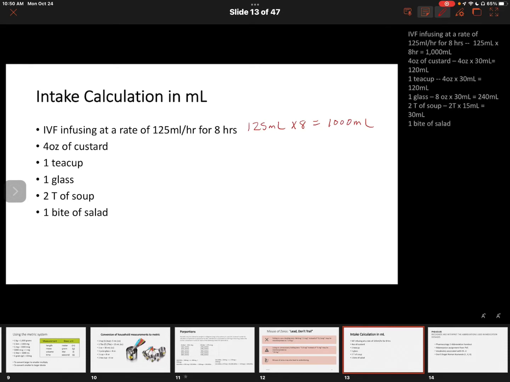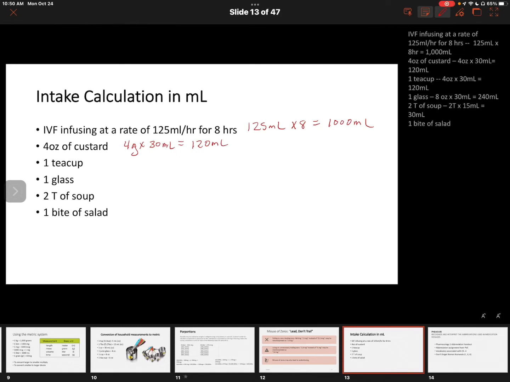4 ounces of custard. Custard will liquefy at room temperature, so I can count this as liquid. So I would take the 4 ounces and multiply it by 30 milliliters, and I would come up with 120 milliliters.